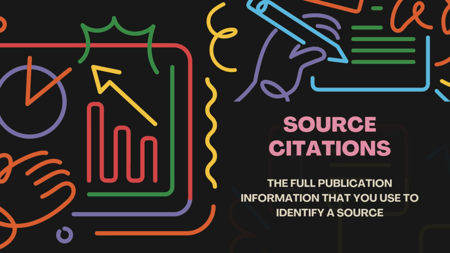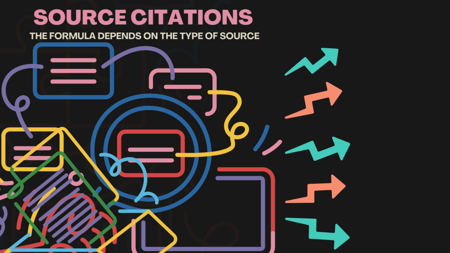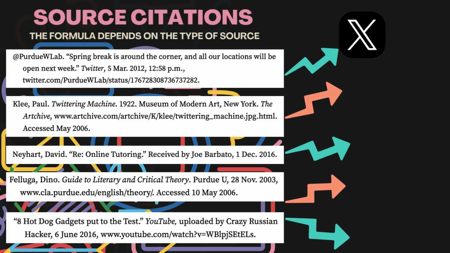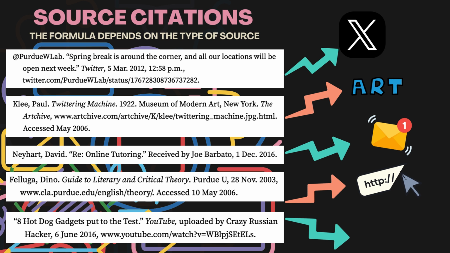The source citation is the full publication information that you use to identify a source. That means you are recording things like the title, author, publication location, publication date, and more. Here, we have several examples of source citations. As you can see, every kind of source has a specific formula. Tweets, works of art, emails, websites, YouTube videos, books, movies, and any other source you can think to use. Notice that the formula for the source citation changes depending on the type of source, but each source still has all of the required publication information.